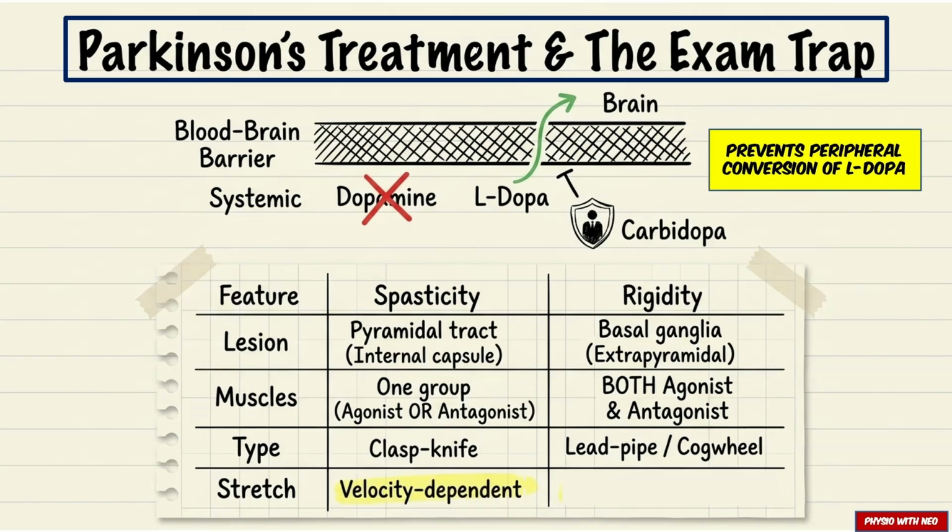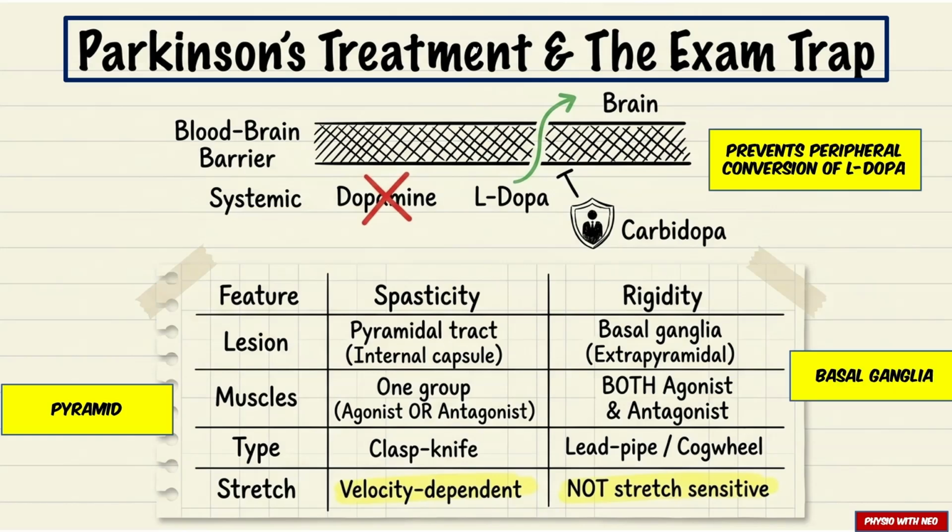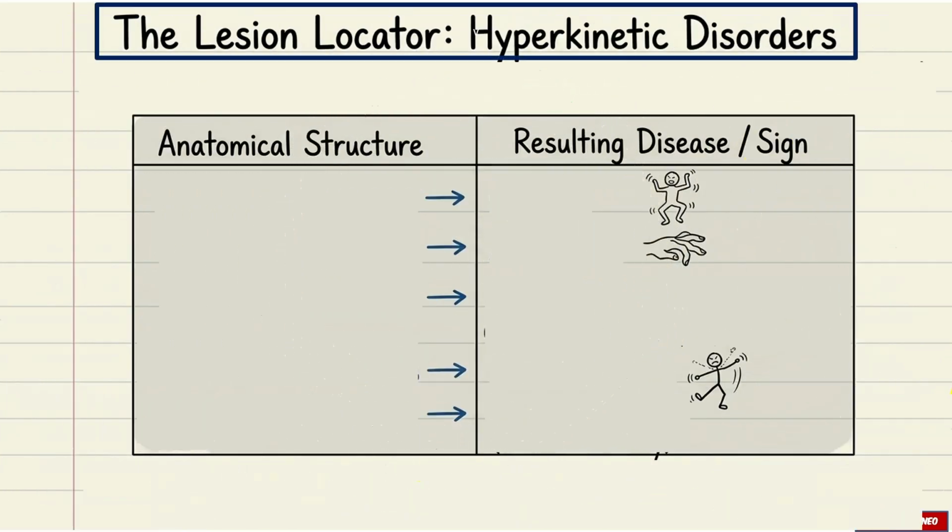Spasticity is velocity dependent, whereas rigidity is non-stretch sensitive. Now a quick trick to remember this: spasticity is a pyramid problem, and rigidity is a basal ganglia problem. Remember that one line and you will never mix them again. Now let's revise every important lesion in one easy table. Here is your favorite exam table.